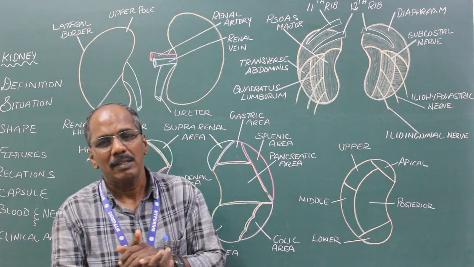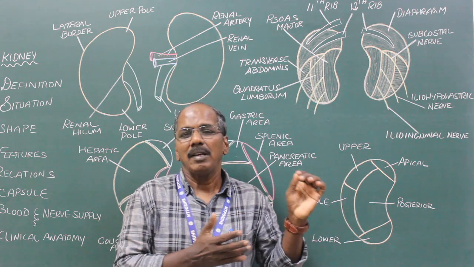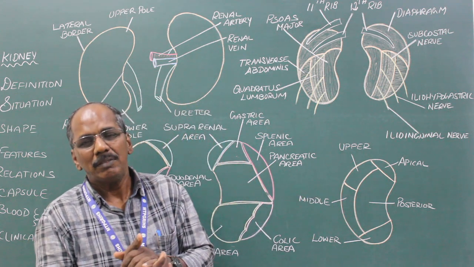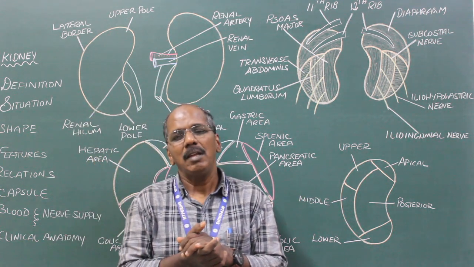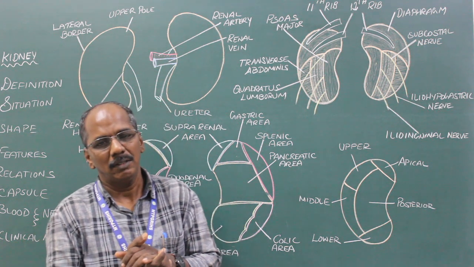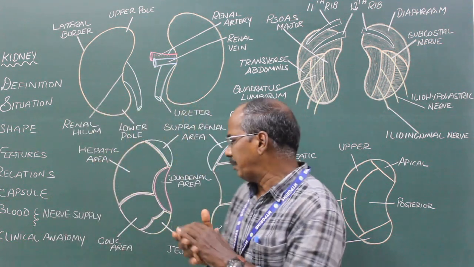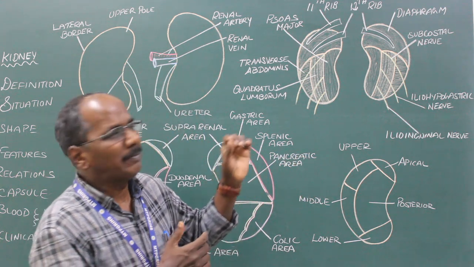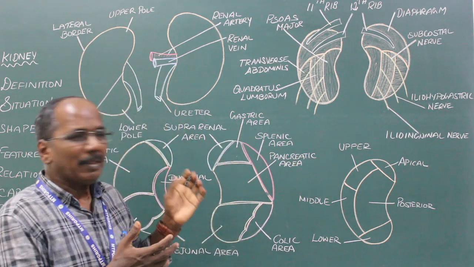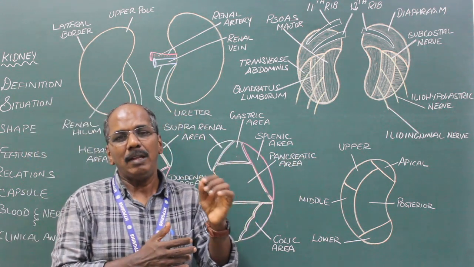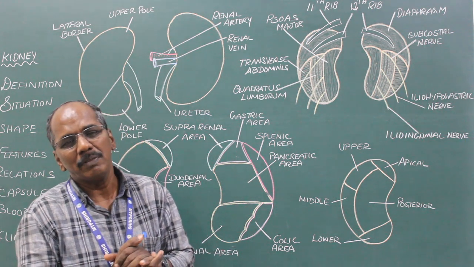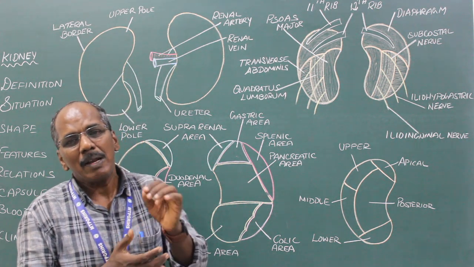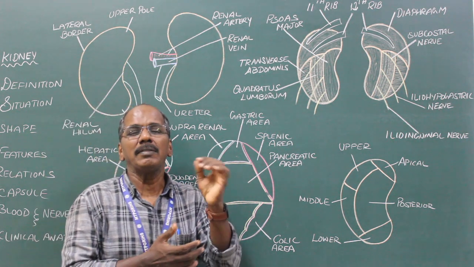Venous drainage. Right and left renal veins, which in turn drain into the inferior vena cava. Nerve supply. The kidney is supplied by both sympathetic and parasympathetic nerves. Sympathetic supply is derived from T10 to L1 segments of the spinal cord. Parasympathetic supply is by the right and left vagus nerves.